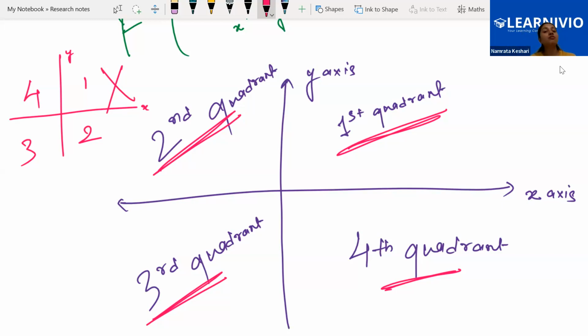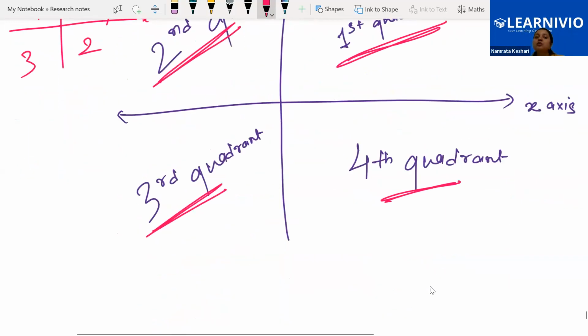Why are we saying quadrant? Because once I have placed the Cartesian coordinate system over here, we can see our screen is getting divided into four parts. That's why the word quad came. So we understood that this is called the first quadrant, second quadrant, third quadrant, and fourth quadrant.